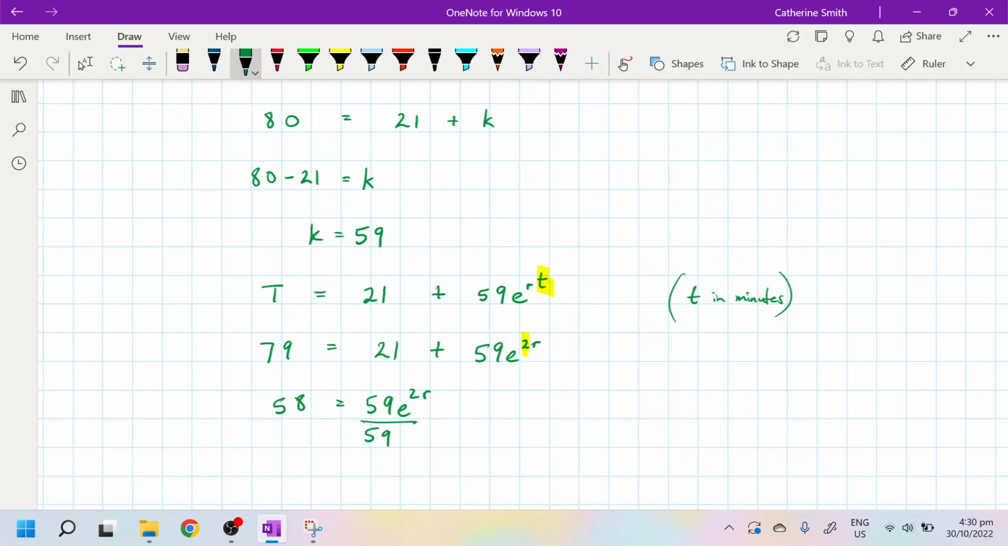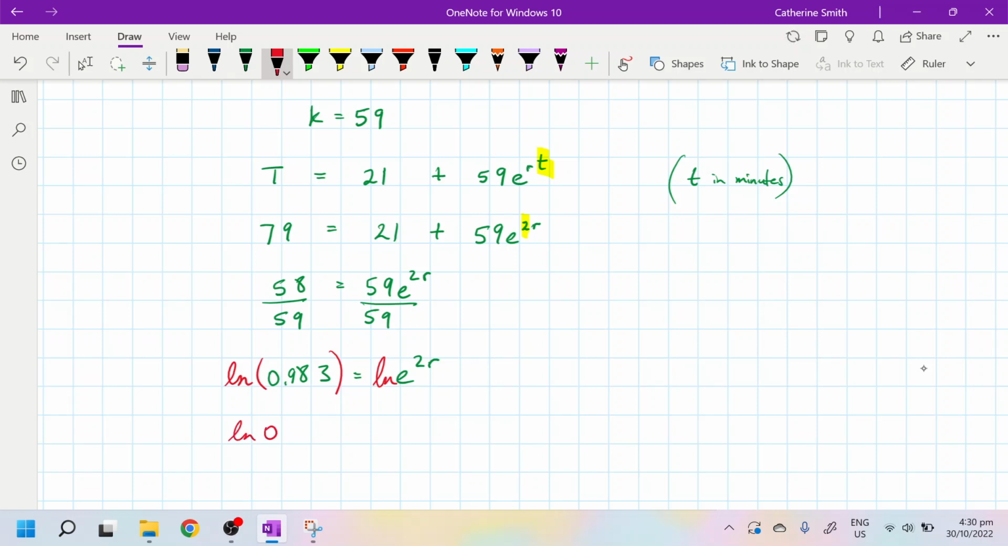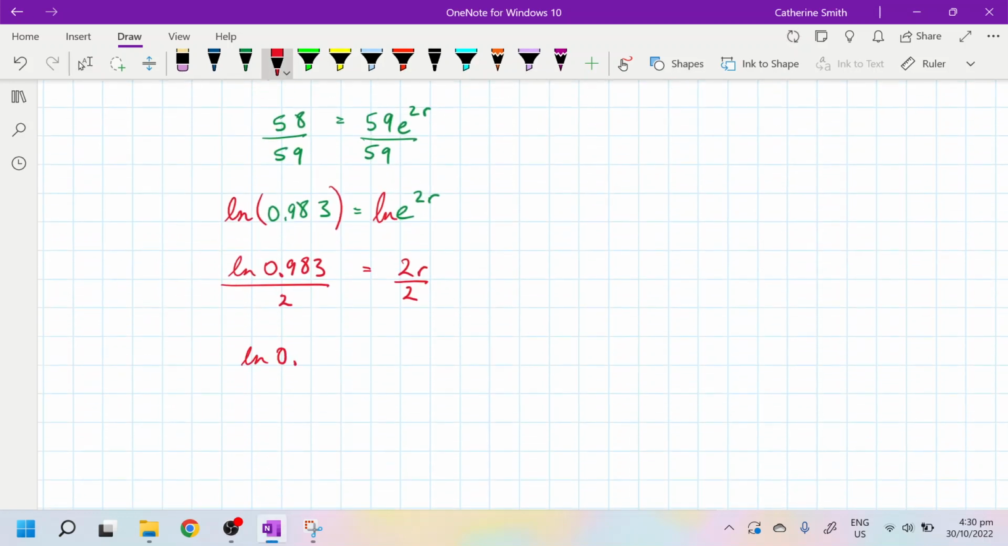Divide both sides by 59. And we get 58 divided by 59, very nearly 1, but it's 0.983, equal to e to the 2r. We're going to log both sides, so it's the log of this number equals the log of that number, which gives us the log of 0.983 equals 2r, and of course we divide both sides by 2. The log of 0.983 divided by 2 will equal r.